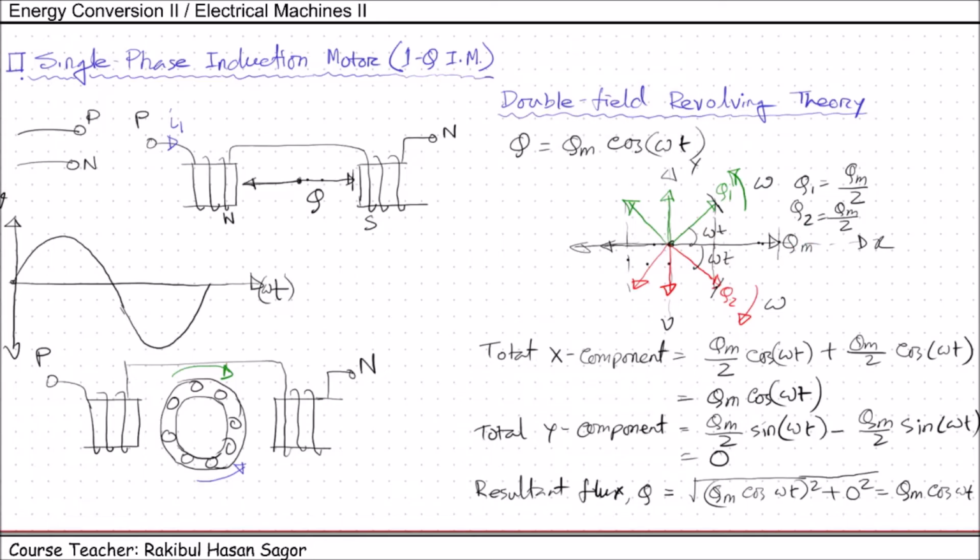Now from this theory, we can say we have two rotating magnetic fields. One is rotating in the anti-clockwise direction, another is rotating in the clockwise direction, and both have the same amplitude and same speed. So both are pulling this rotor in opposite directions. That's why the rotor can't start.